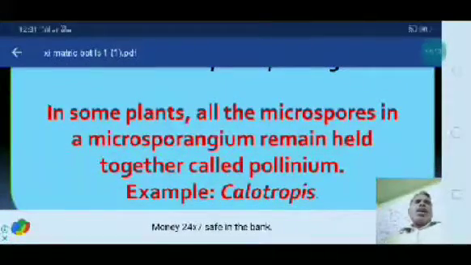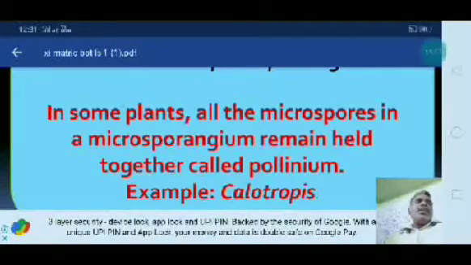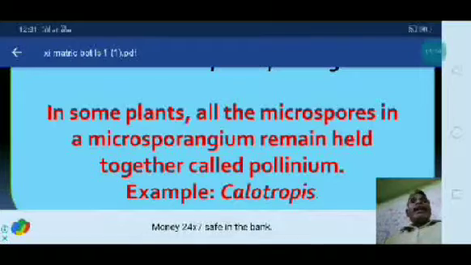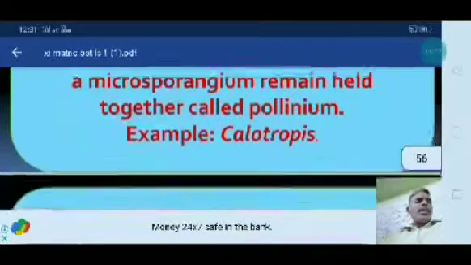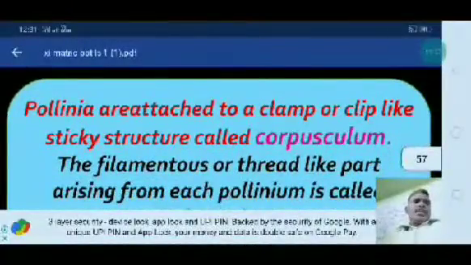In some plants, all the microspores in a microsporangium remain held together, called pollinium. What is meant by pollinium? It is mostly present in the flower of Calotropis. All the microspores in a microsporangium remain held together, and that is called pollinium. A good example is Calotropis.